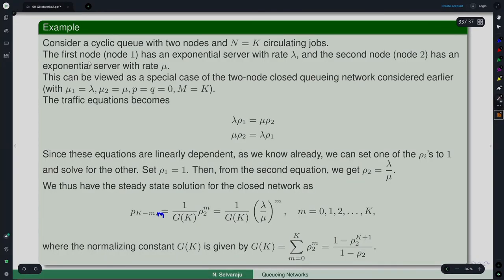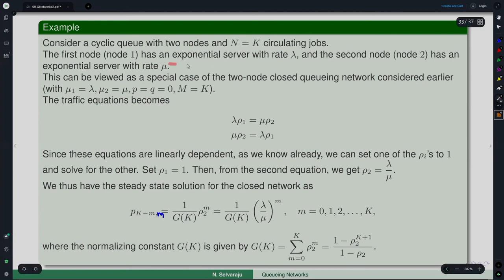Now, as an example, consider a cyclic queue with two nodes and k circulating jobs. We are picking this to be k for some reason; you will realize it later. So, k circulating jobs are there, two nodes are there, like a simple example.